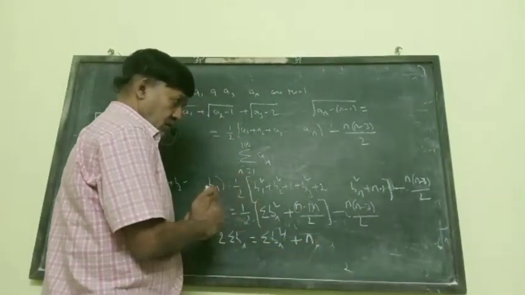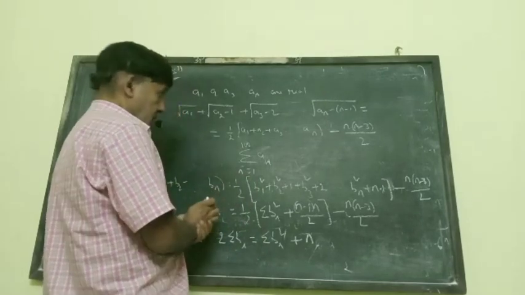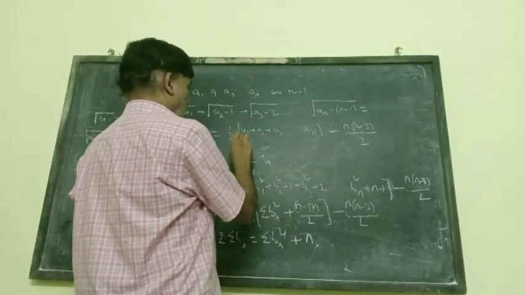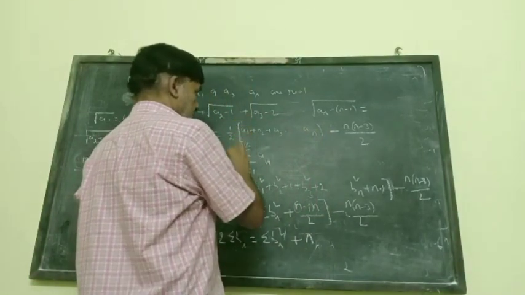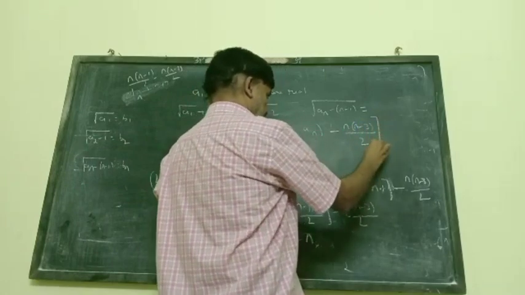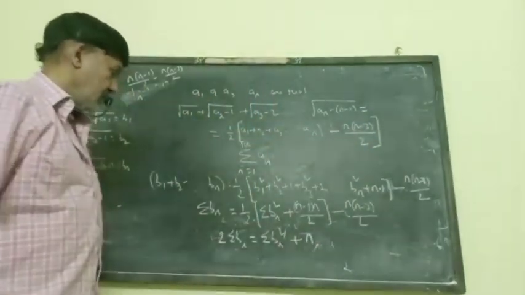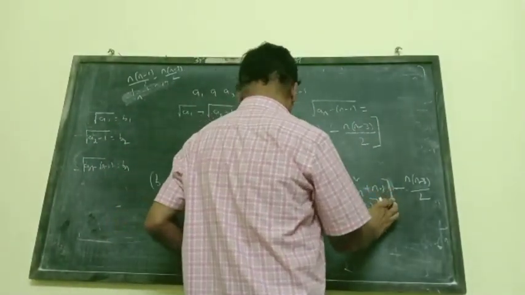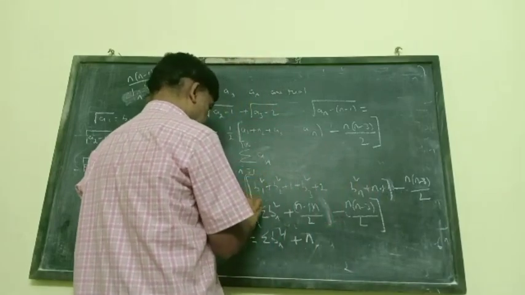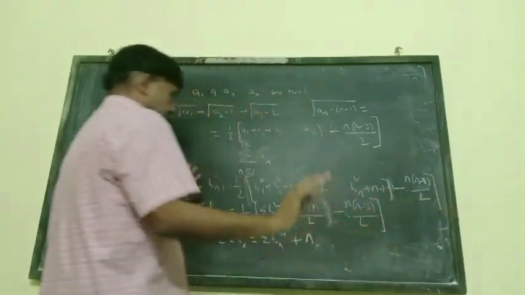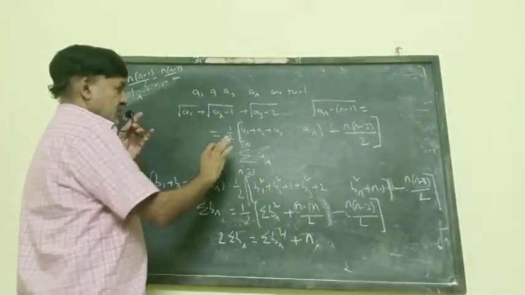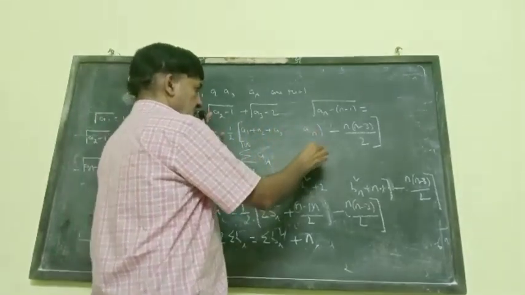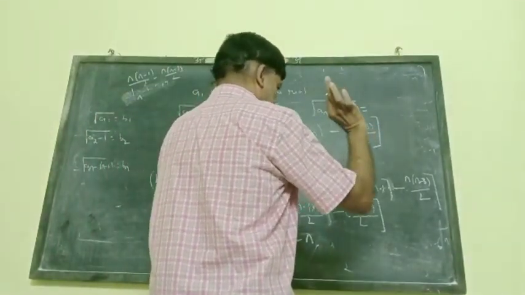Actually, what I want to say is here there is some mistake in the problem. The half will be only here. This is how it should be. Then you will have a big bracket here, like this. So just correct the problem because some mistake is there. It should be 1 by 2 into (a1 plus a2 plus a3 up to an) minus n into n minus 3 by 2.